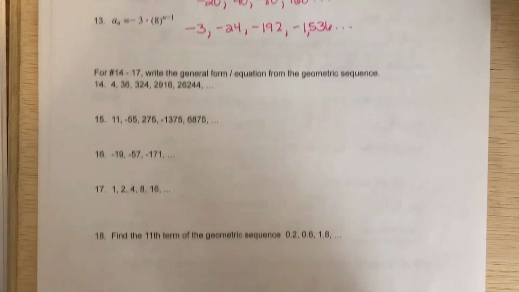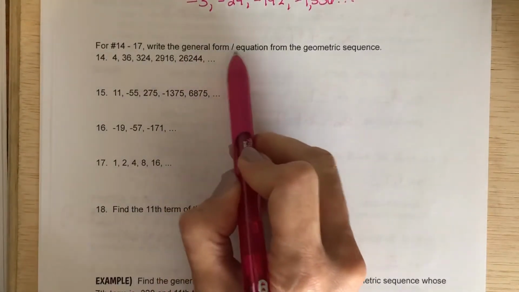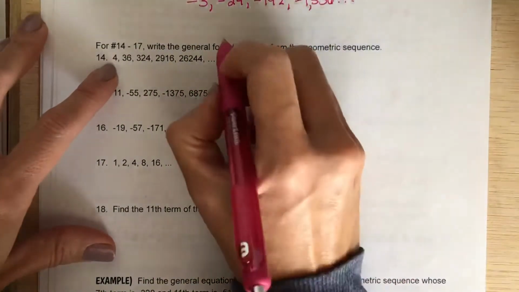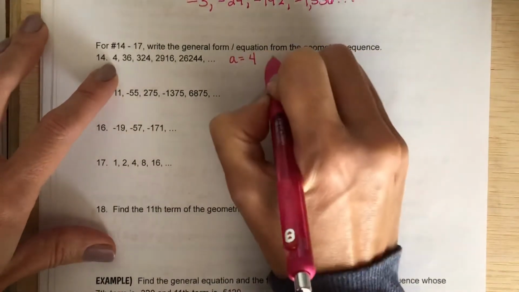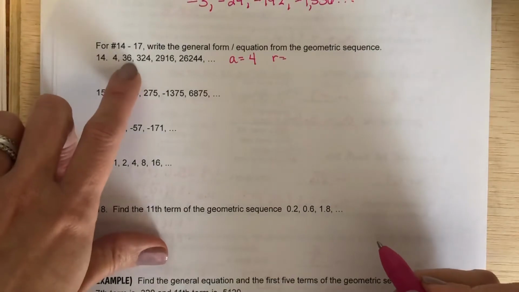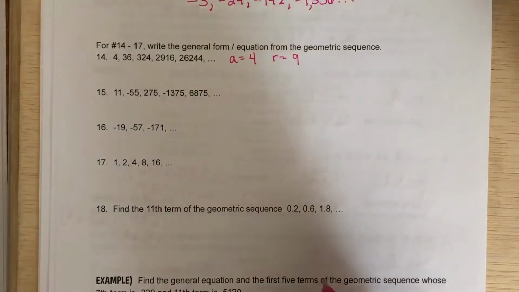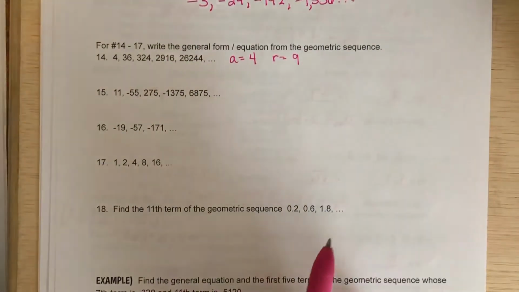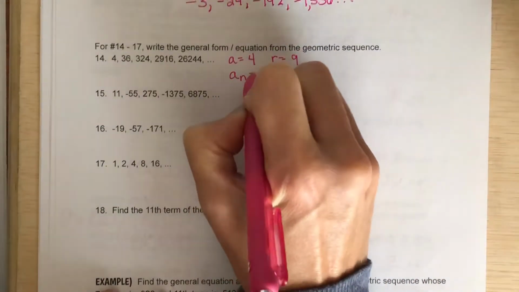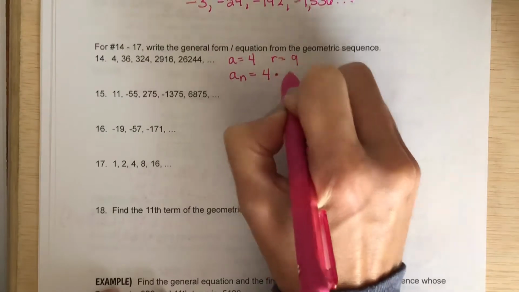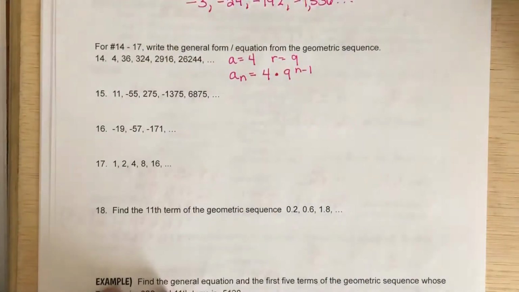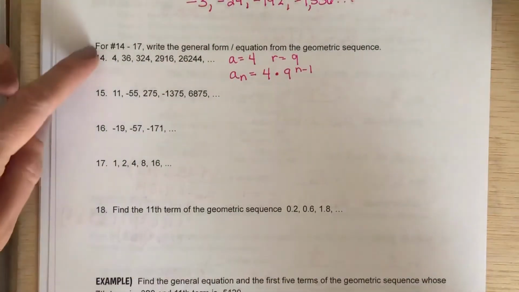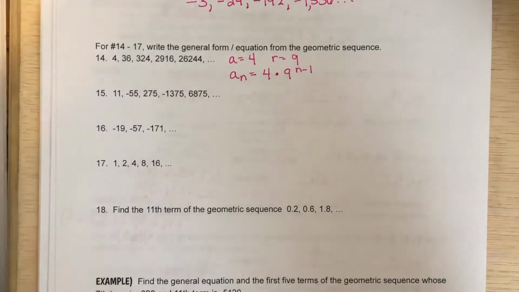All right, let's go on to number 14. This says write the general formula equation from this geometric sequence, kind of like what we were doing before. What I want to do is identify my first term and identify my ratio. 4 to 36 is being multiplied by 9. I'm going to quickly double check to see if 36 times 9 does indeed equal 324, and it does. Great. Now I just have to plug that into my formula. a sub n is my first term times my ratio to the n minus 1 power. And there we go. Go ahead and pause this and do numbers 14 through 17, and you can also see if you can do number 18.